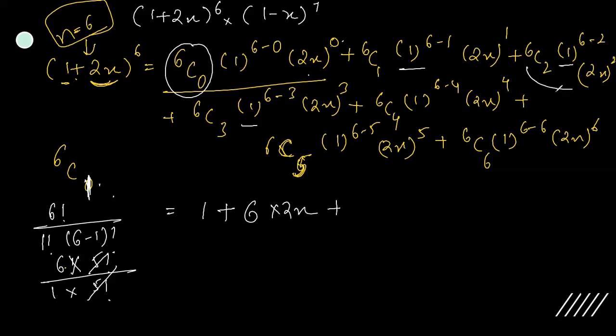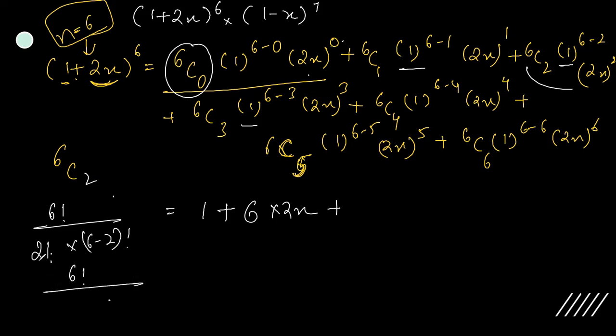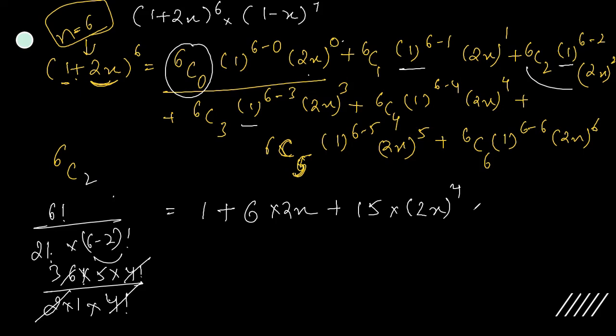Then third term, 6C2. So let's open that. 6C2 means 6 factorial divided by 2 factorial, multiplied by 6 minus 2 factorial. So 6 factorial divided by 2 factorial means 2 times 1, multiplied by 6 minus 2 is 4, 4 factorial. Now I will open the above 6 factorial till 4 factorial. So 6 times 5 times 4 factorial. I will stop at 4 factorial. So 4 factorial cancels out. What is left? 2 times 3 is 6. So 3 times 5 is 15. 15 times 2x raised to the power 4. Now 6C3 I have to open out.